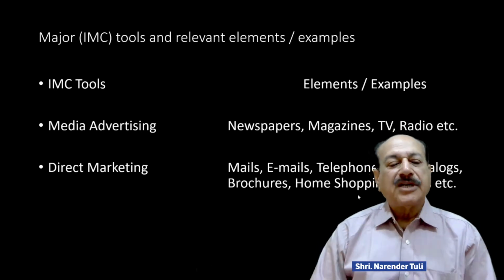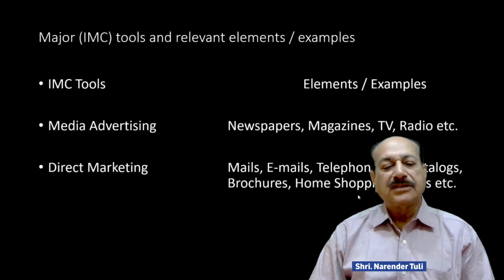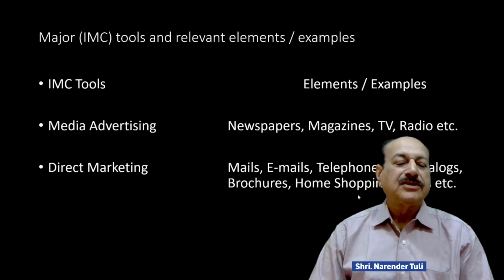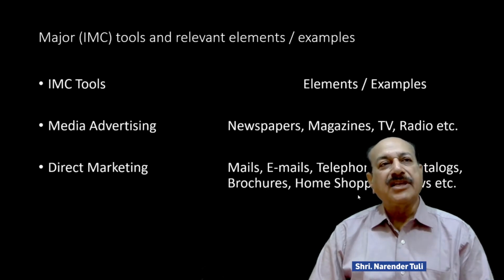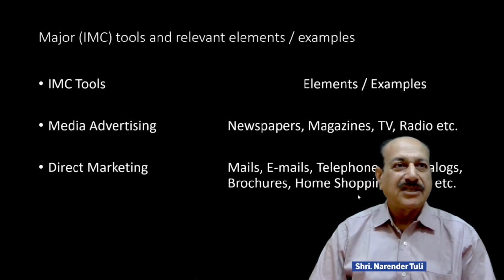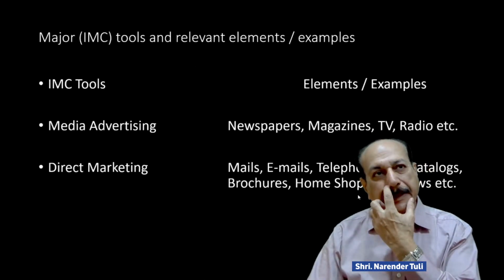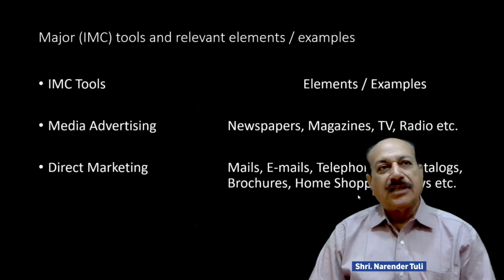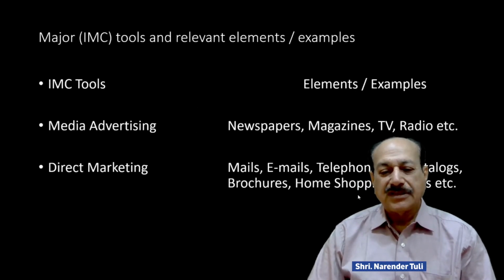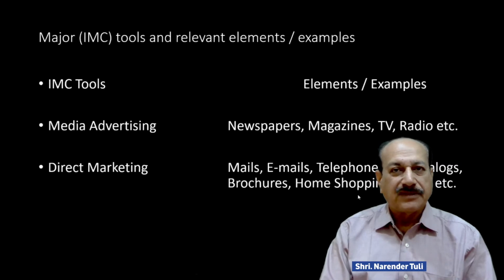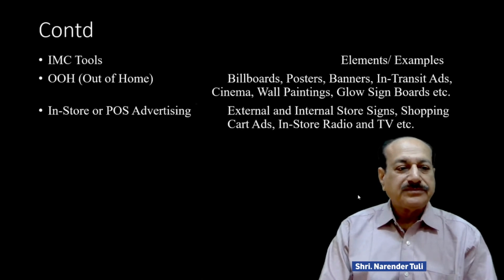For integrated marketing communication, different tools can be used. It could be media. Media could be newspapers, magazines, TV, radio. Direct marketing by mails, email, telephone. Of course, these days you keep getting messages on WhatsApp or even calls on the mobile, which are meant for the public at large. Or earlier, it used to be brochures, home shopping shows, and all. Of course, they have reduced in terms of the direct marketing mode.